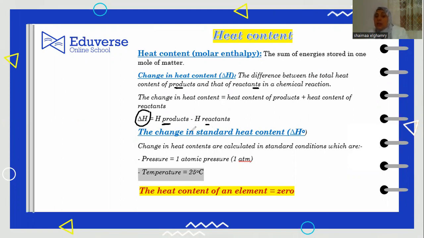The change in standard heat content, or delta H standard, is where the heat contents are calculated in standard conditions, which are 1 atmospheric pressure and temperature 25 degrees Celsius. Here we have a very important piece of information, which says that the heat content of an element equals 0 at standard conditions.